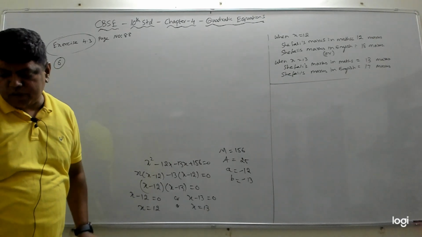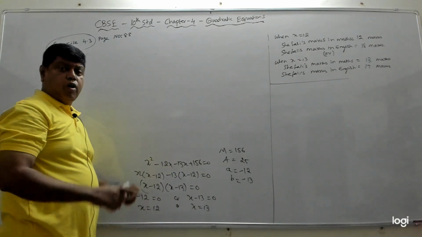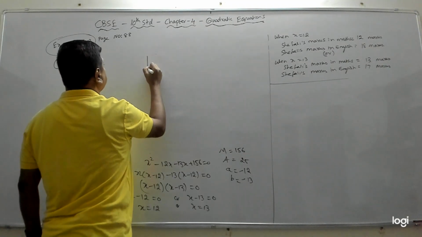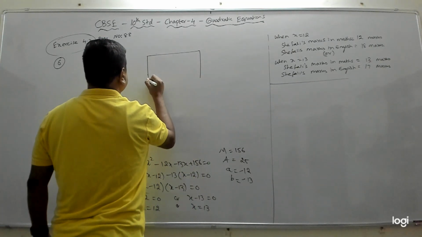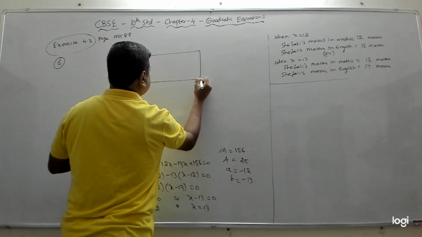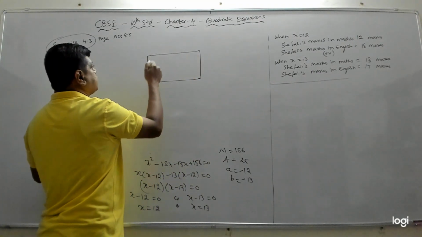So there is a rectangular field. So we'll draw a rectangle. See, in mathematics, wherever possible, if you could draw the diagram, it is always easy to understand. So there is a rectangular field. Let's draw a rectangular field. Fine. So here, this is the longer side, this is the shorter side. So this is the longer side.